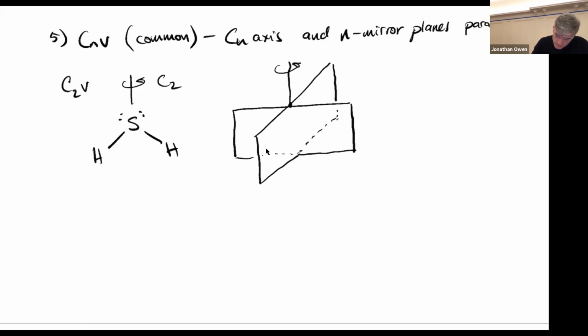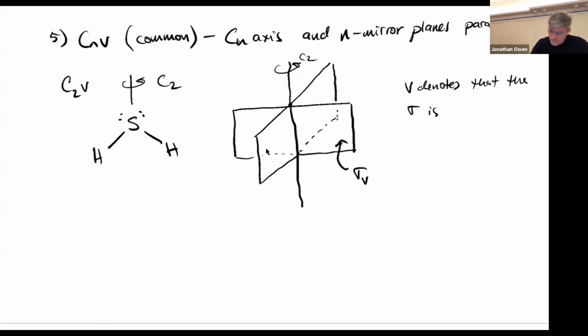Got your C2 axis here. Now two mirror planes. This one here is what's called a sigma V. Sigma V denotes that it is coincident with the CN axis, or what's called the principal axis. Why V? It's V because it's sort of vertically oriented. You know, so the principal axis is often drawn up and down.